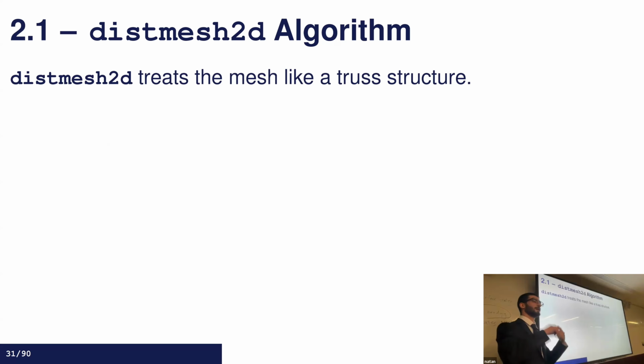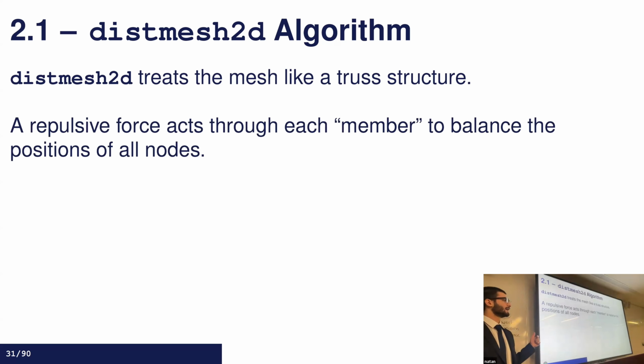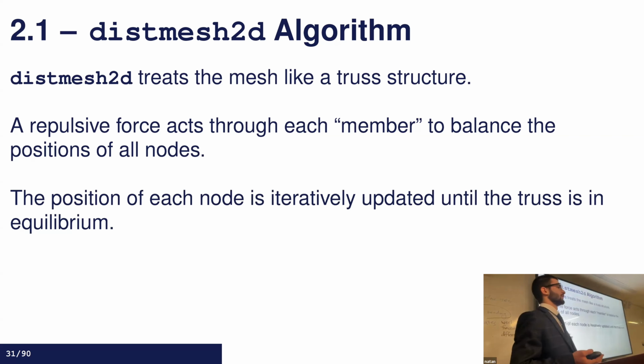This treats the entire mesh like a truss. And so each of the nodes has a member between them. There's a repulsive force, and the idea is that the algorithm will iteratively update the positions of these until the whole thing is in equilibrium with itself. That's the idea of DistMesh 2D.